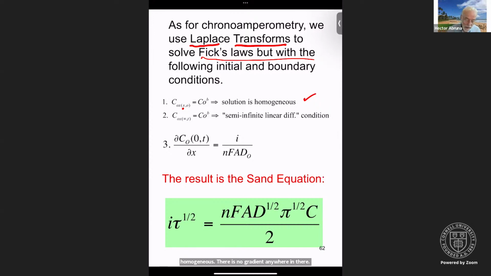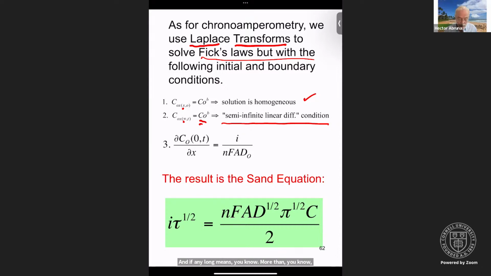The second condition: if you go far away enough from the electrode surface, to infinity, the concentration of ox is again the bulk concentration of ox. This is what we have referred to as the semi-infinite linear diffusion condition. Basically, if you think of the electrode, you're looking normal to that surface. So it's one-dimensional linear diffusion to that interface, semi-infinite, because we assume that in the direction away from the electrode surface, it's infinitely long. And infinitely long means more than 200 microns.